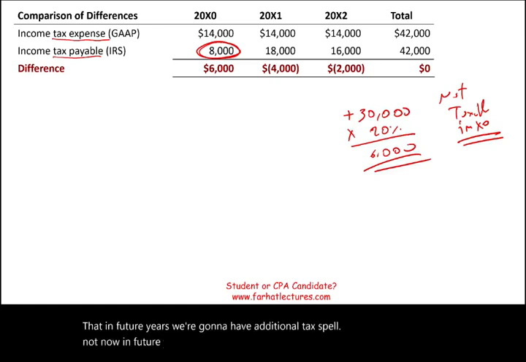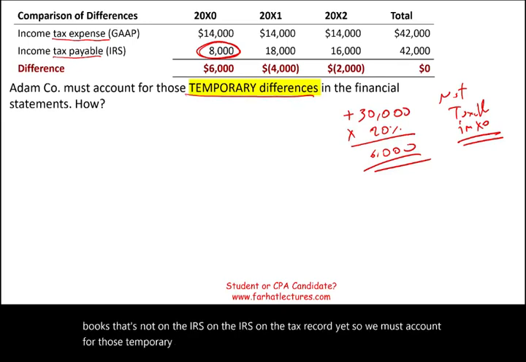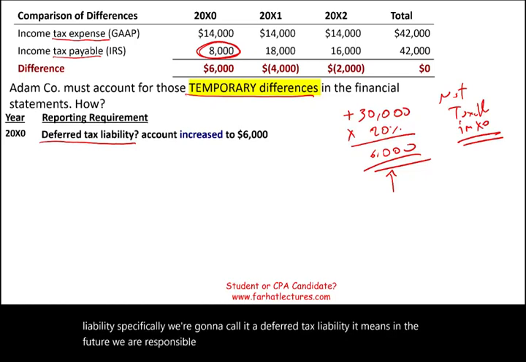Why? Because we have an account receivable on the books that's not on the IRS, on the tax record yet. So we must account for those temporary differences in the financial statement. Now this $6,000 is a liability. Specifically, we're going to call it a deferred tax liability. It means in the future, we are responsible for an additional $6,000 based on the receivable that we have on the books for financial accounting. This is what we're saying.